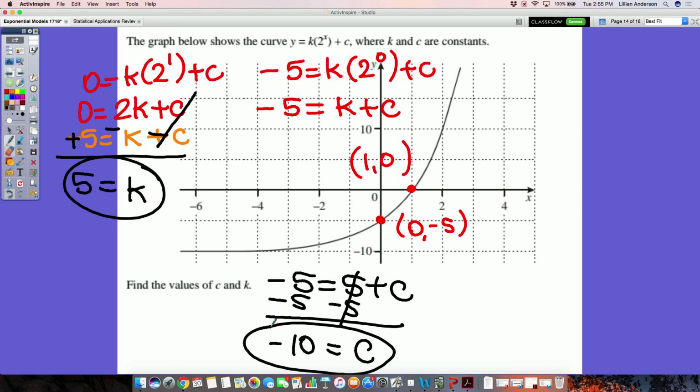This skill of plugging in and solving like a system, because this is the mathematical models unit, will definitely be helpful. But using all those properties, all the general features about domain and how to find y-intercepts and asymptotes and all those things, those are going to be helpful for you. And I hope that investigation really did kind of open your eyes to some things about exponential functions. And then these examples just added on to that. All right?